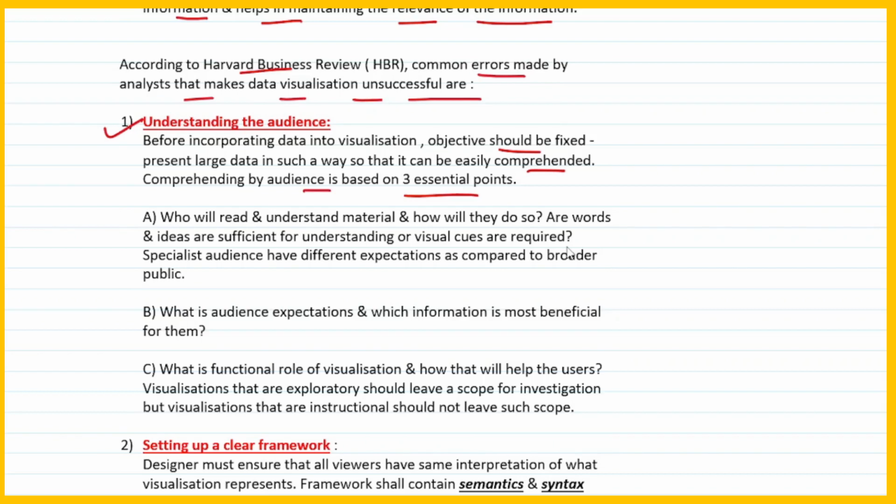Now what are these three essential points? First of all, who will read it, who is the target audience, and understand material and how will they do so. So whatever data is being given to them, how they are able to comprehend that. Are words and ideas sufficient for understanding or visual cues are required?